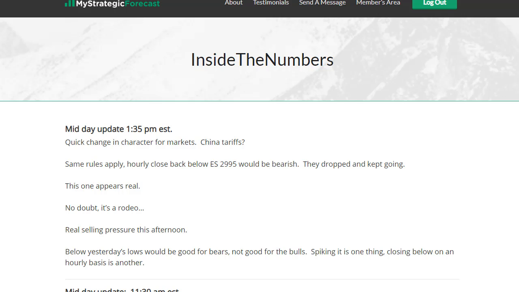We had a number in mind that the market would need to stay above to be bullish. 29.95 on the ES. There's obviously a corresponding number in the SPY. They dropped and kept going. This one appears real. No doubt it's a rodeo, but there's real selling pressure this afternoon. I'm just giving folks an update on what's going on. Not that they can't see for themselves, but here's what we have to look for. Below yesterday's low would be good for the bears, not for the bulls. Spiking it is one thing, kind of expected that ahead of time, so I'm giving you the preview at 1:30, what's likely to happen. Closing below on an hourly basis is another story.